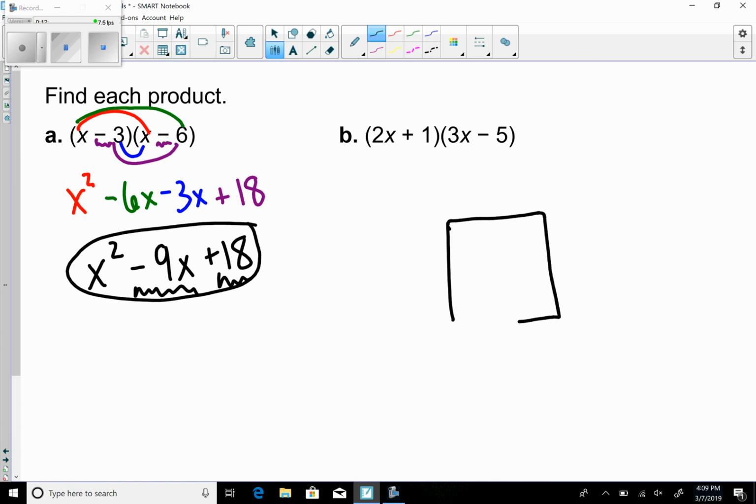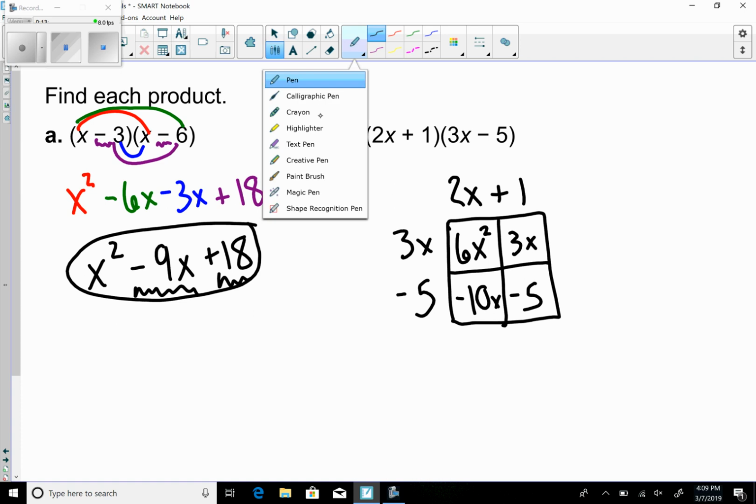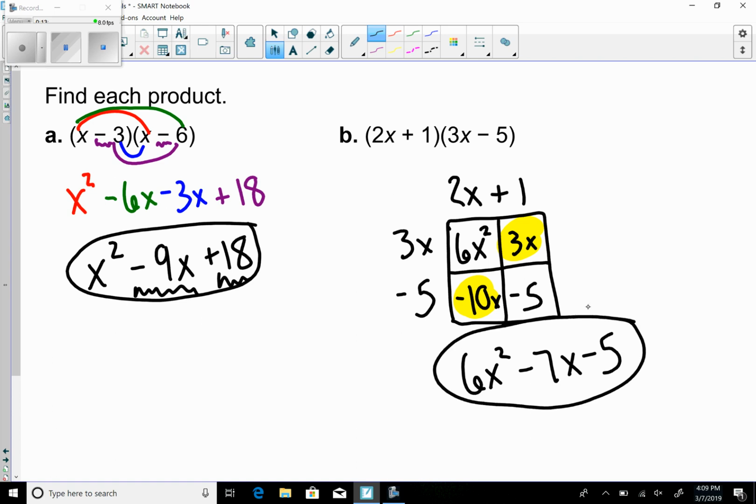All right, just for mixing it up sake, for you box people out there, I'm going to do it the box method way. But again, if you're a FOIL person, go ahead, do your foiling. Okay, so here we would have 6x squared. In this upper right-hand box, that would be 3x. Down here, that would be negative 10x. And this lower right-hand box would be negative 5. So taking a look here across, those are your like terms. So we would have 6x squared minus 7x minus 5.